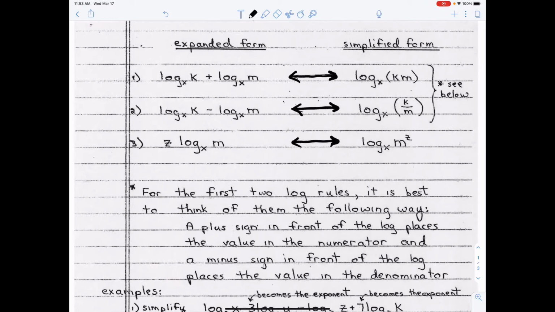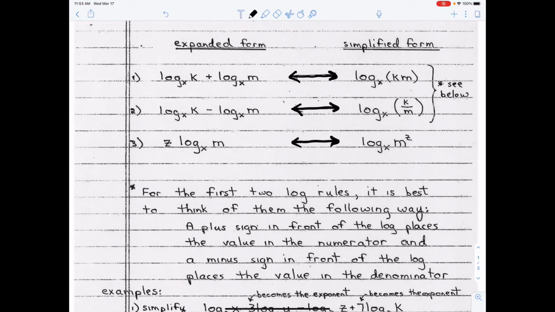That's not a good way to think of them. The way you want to think of them is this, and then I'll get to the third one. Okay, think of it this way. If there's a plus sign in front of the log, whatever you're taking the log of goes in the numerator. And if there's a minus sign in front of the log, then whatever you're taking the log of goes to the denominator. And I know this may seem like a weird way to look at it, but in the long run, it's much easier if you think of it this way.